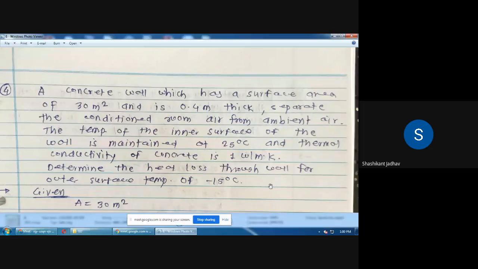It is a simple problem. Only here the value of the outer surface temperature is given as negative. That is T2 is equal to minus 15 degrees Celsius. Okay. So use this value and find out the value of Q. Put that answer in the chat box.